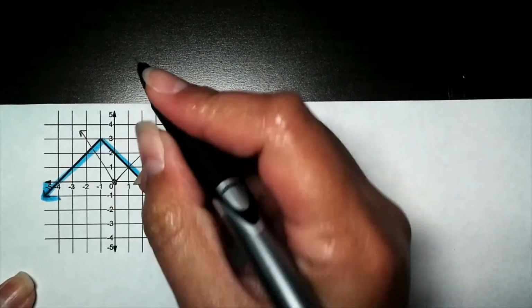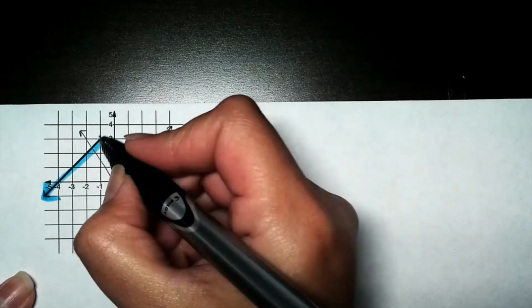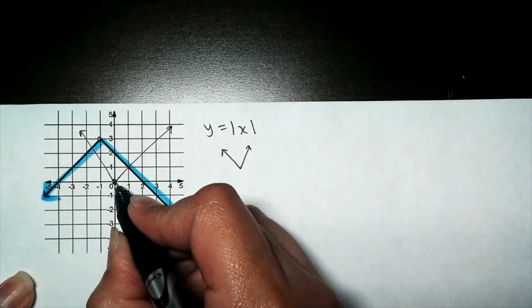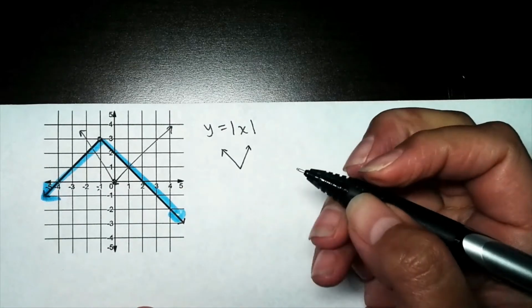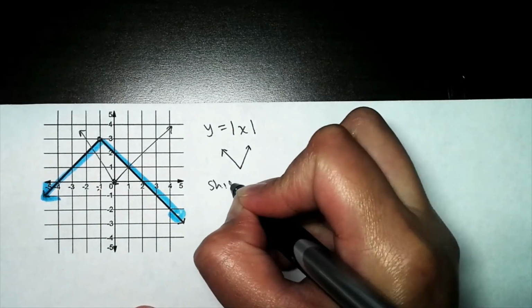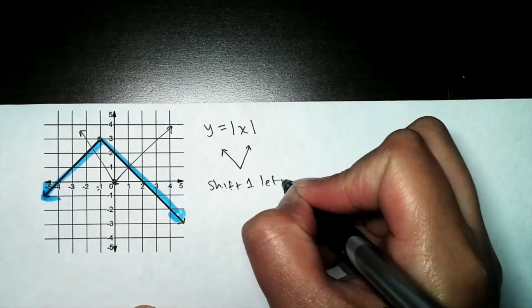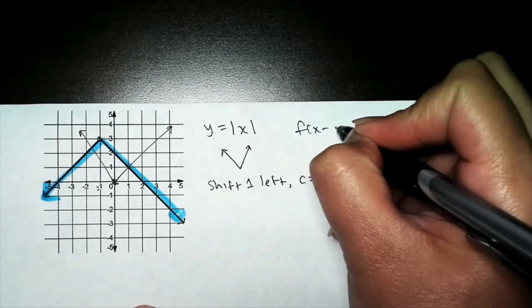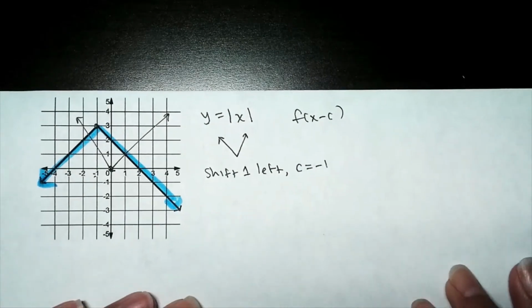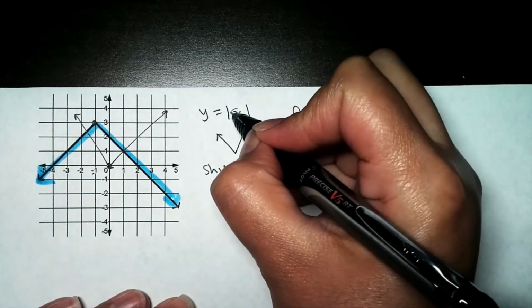So when x is 0, y equals absolute value of 0. So we're at 0, 0. I'm going to do a quick sketch. And then what's going on? We want to go from x equals 0 to x equals negative 1. So we're going to shift 1 unit to the left. So shift 1 left. So that will give us c equals negative 1.